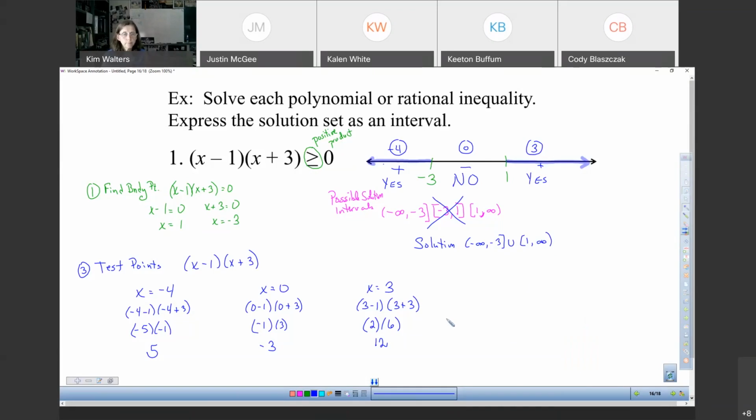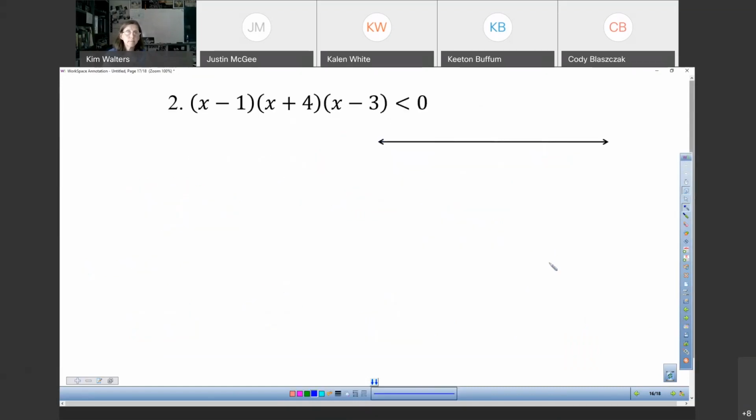Okay. So we're going to move to the next one. We're going to work it exactly the same way. The only difference is I want you to notice that I had 2 factors here. I'm going to have 3 factors in the next one, and we're going to see what that changes. Not a lot, but it does change something.